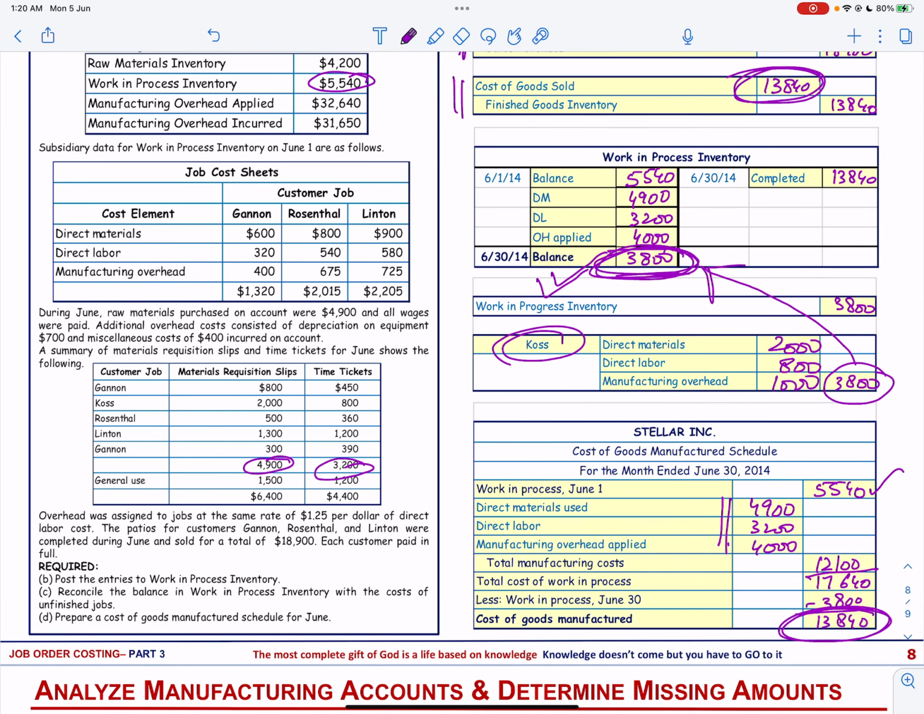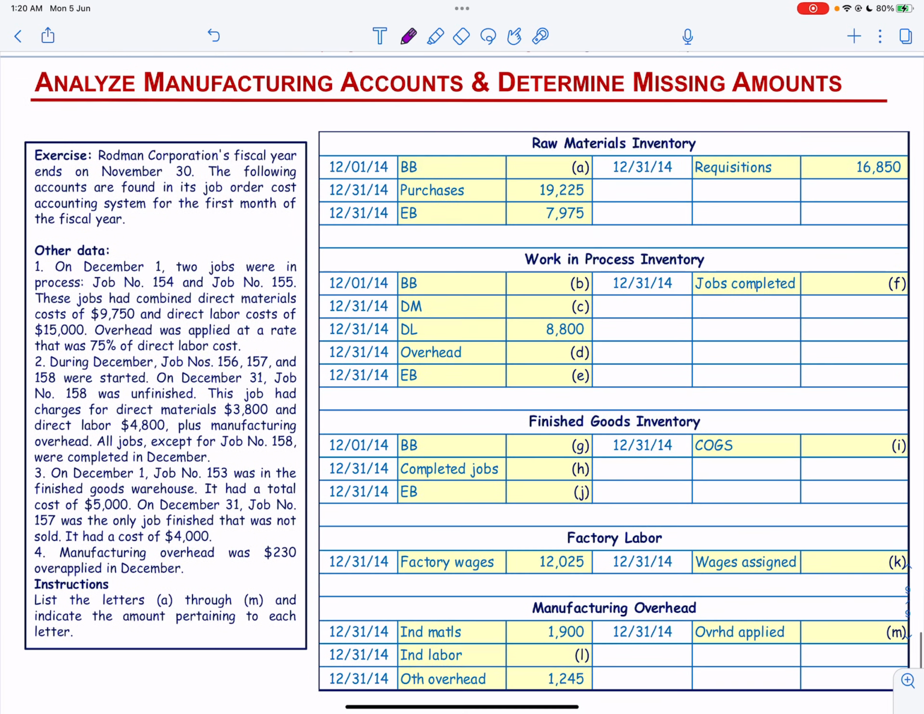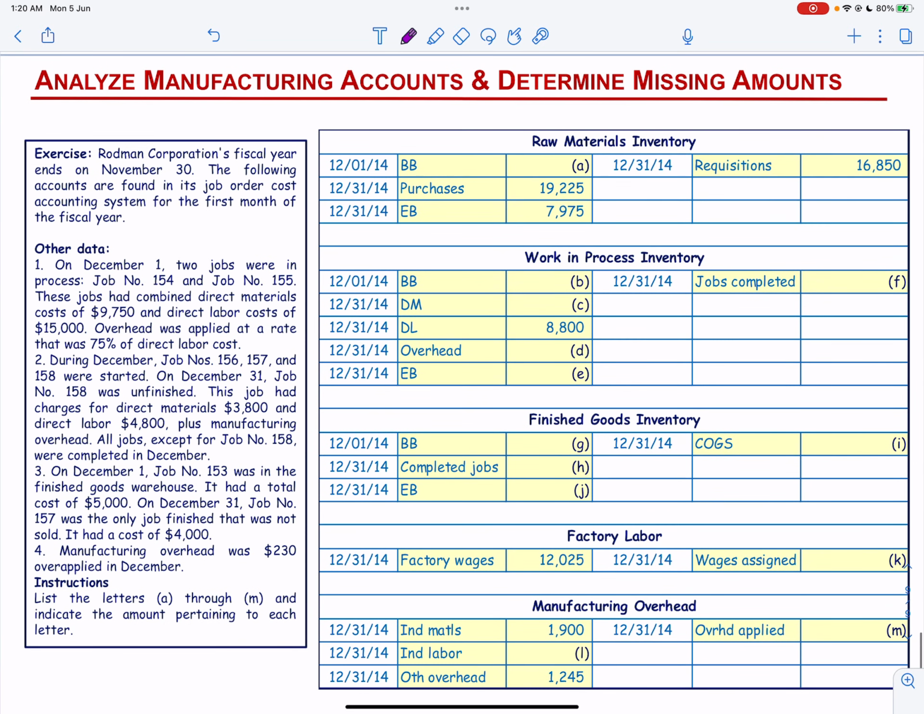Okay. Next, let us see how to analyze manufacturing accounts and determine the missing amounts. So, Rodman Corporation's fiscal year ends on November 30. The following accounts are found in its job records, and what they are saying is we have some information about this company, and we have to list the letters A through M. We have A through M. We have to fill in these numbers and indicate the amount pertaining to each letter.